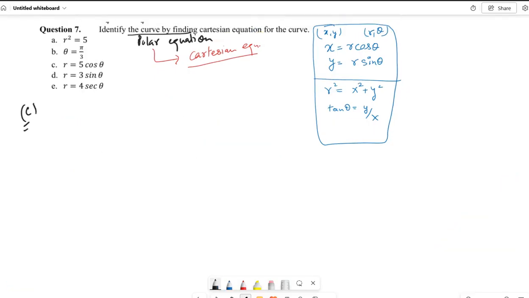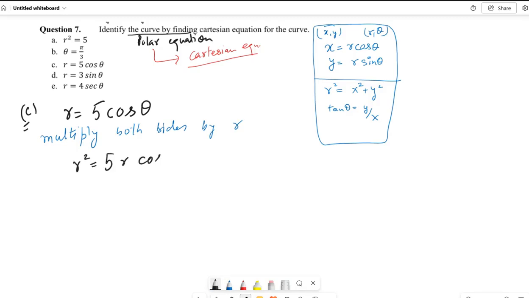Let's work on part C. r is equal to 5 cosine theta. These ones have to be done a particular way. The first step is to multiply both sides by r. So that's going to make it look like r square equal to 5r cosine theta. Now we know r square is x square plus y square. So the left hand side can be written as x square plus y square. We know r cosine theta can be replaced by x. So we have the Cartesian equation, x square plus y square equal to 5x.